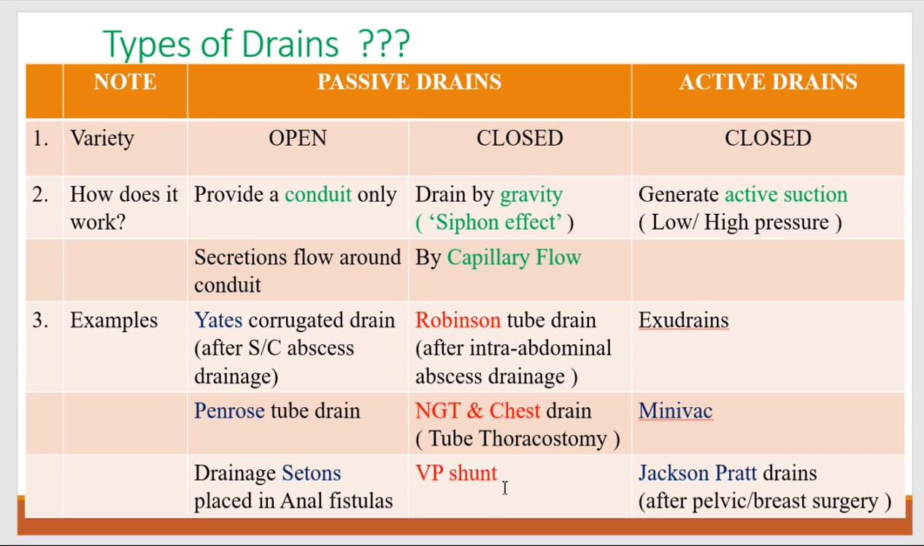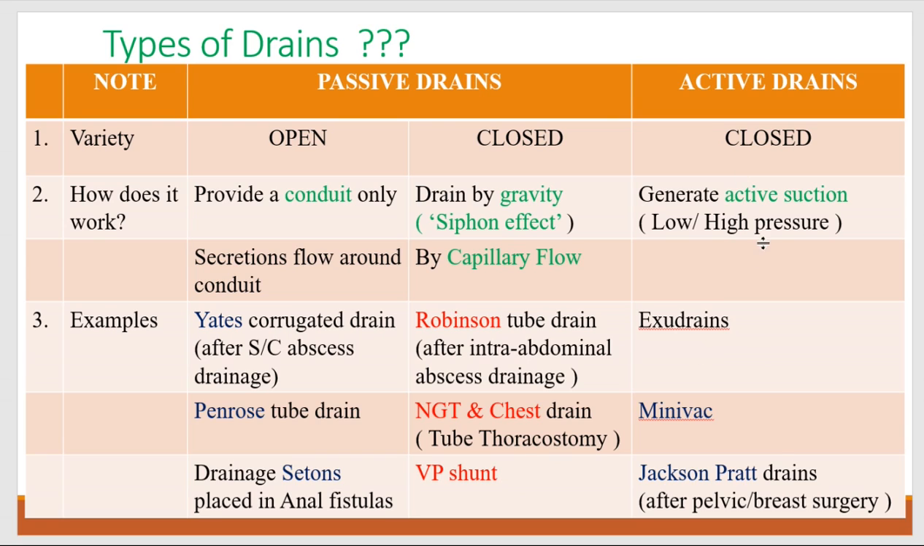Then the third example is the VP shunt, the ventriculoperitoneal shunt, usually used for hydrocephalus. In these VP shunts, one end is inside the cranial cavity, the ventricles, and the second end is inside the peritoneal cavity. That's why it is known as a ventriculoperitoneal shunt. This is again an example of a closed passive drain.